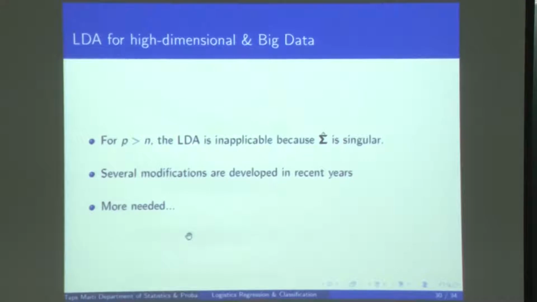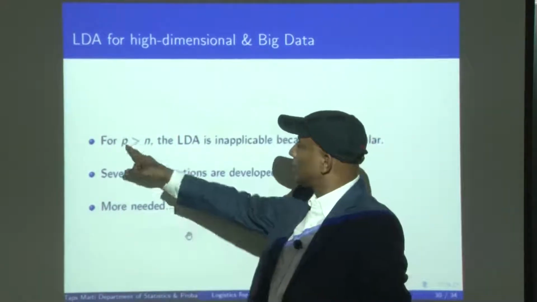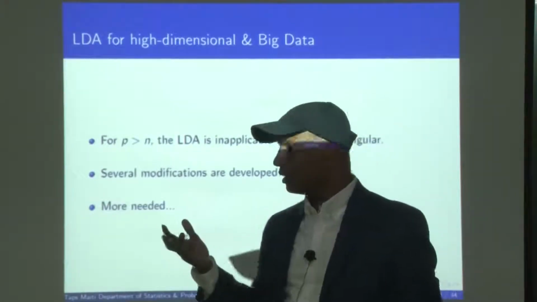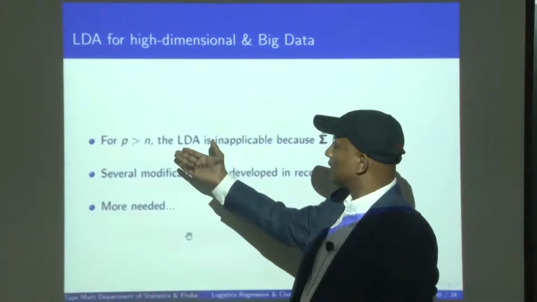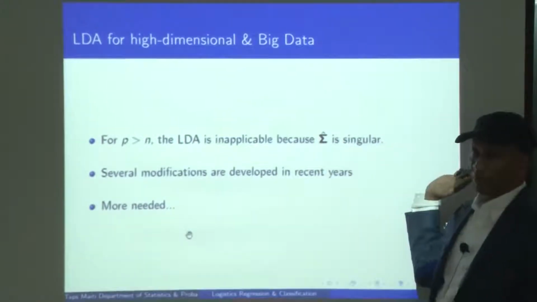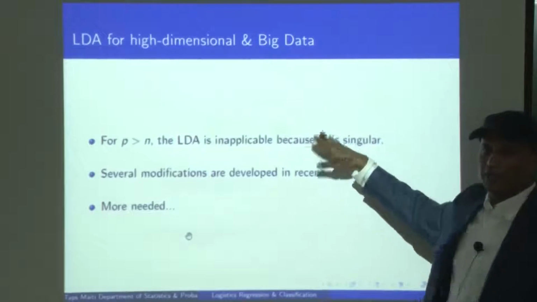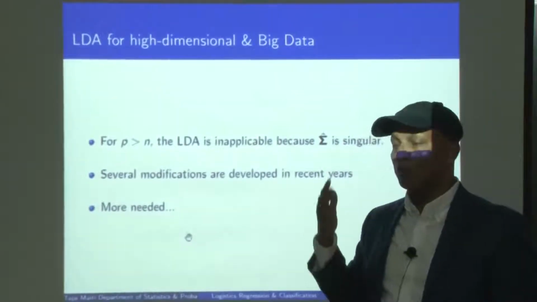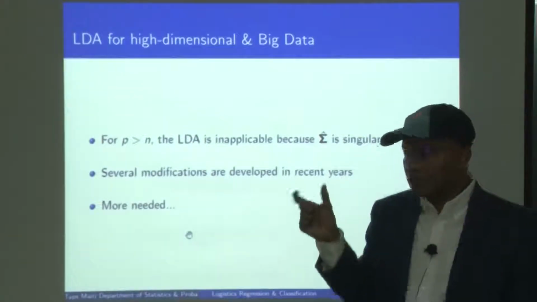So as I said, in modern days, life is a little more difficult. p could be bigger than n. What does it mean? That means the number of features is much bigger than the sample size. Then obviously LDA is inapplicable, because anybody can see that the covariance matrix would be singular. By the way, LDA is still the most popular, not really nearest neighbor, because of this complicacy.